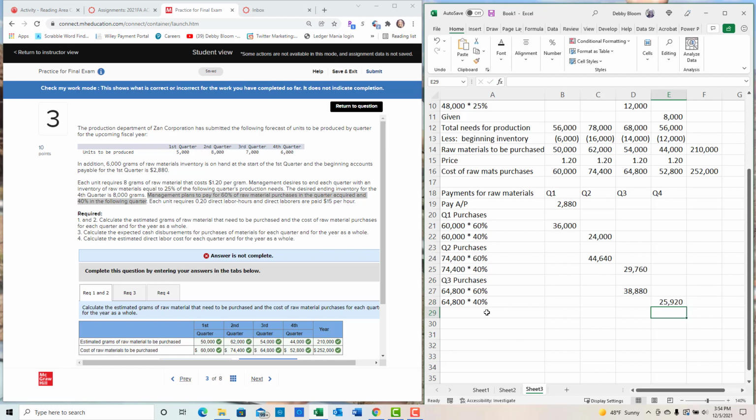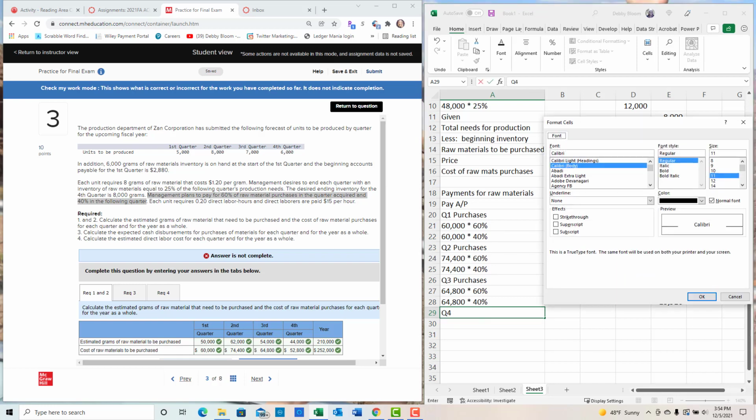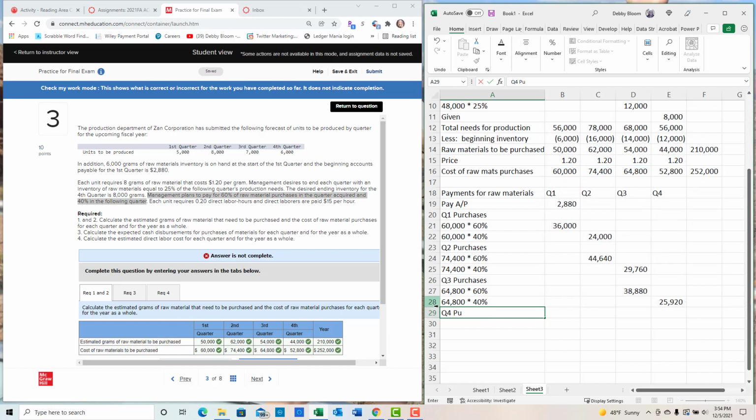And finally, the last one that we have to deal with are our quarter 4 purchases. So 60% of our quarter 4 purchases are going to be paid in quarter 4. The remaining 40% is paid in quarter 1 of the next year, but the problem doesn't ask for that. So my quarter 4 purchases, cost of raw materials purchases, $52,800. 60% of those will be paid for in quarter 4.